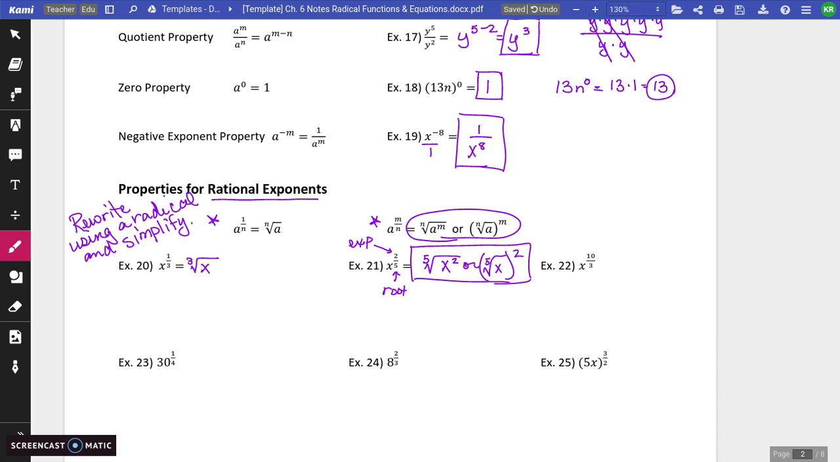Okay, example 22. So similarly here, the denominator becomes your root. The numerator becomes the exponent. So when I rewrite this one, the 3 is the root, so that's going to be a cube root of x, and my exponent becomes 10. Okay, so for 22, look at what we have. We have the cube root of x to the 10th.